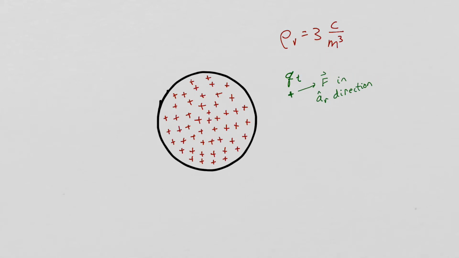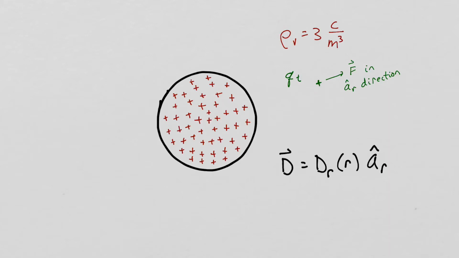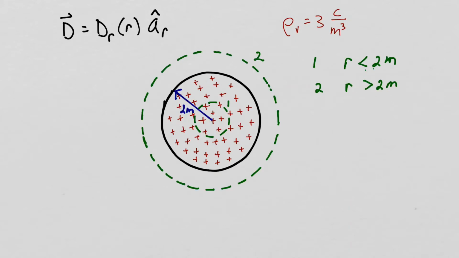The force will vary with the distance you are from the charge distribution, but it will not vary if you move in the theta or the phi direction. The electric flux density field, therefore, only has a component in the radial direction, and it only depends on R. The Gaussian surface that will match the symmetry of our electric flux density field will be a sphere.